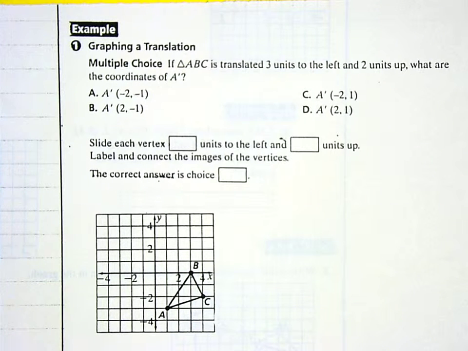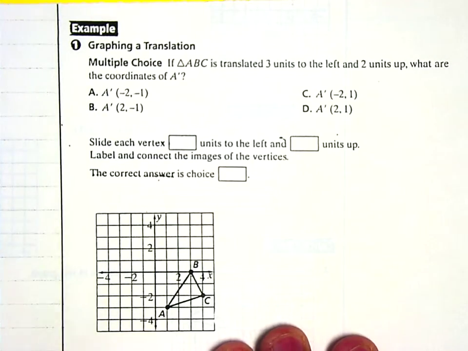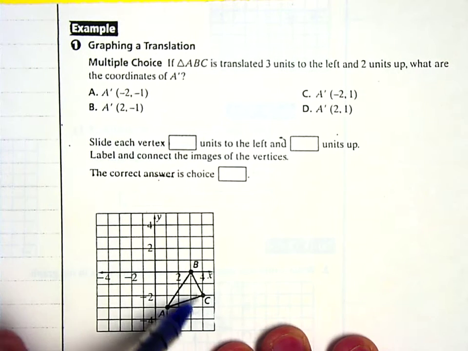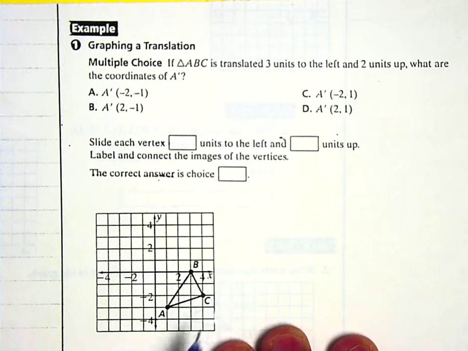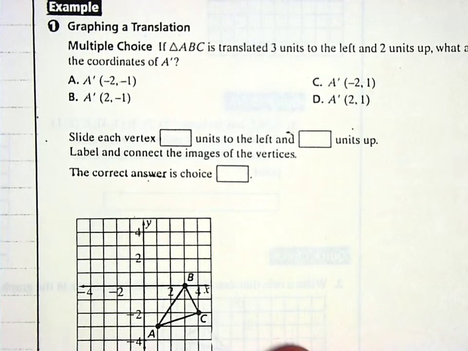Now let's go ahead and discuss example 1 in translations. Here on our first example, we have graphing a translation. We're asked, it's a multiple choice question, if triangle ABC down here is translated 3 units to the left and 2 units up, what are the coordinates of A prime? It looks like an apostrophe mark, but that's actually read A prime. And I'll explain what that means in just a moment.